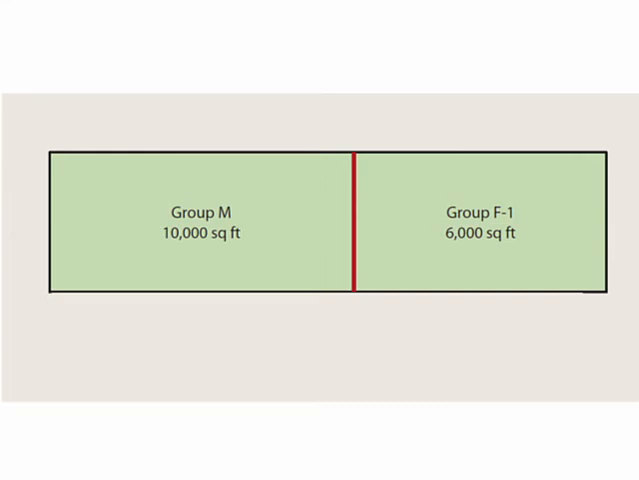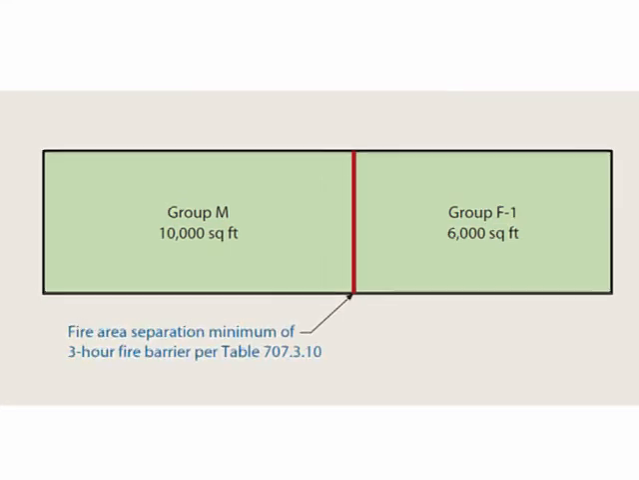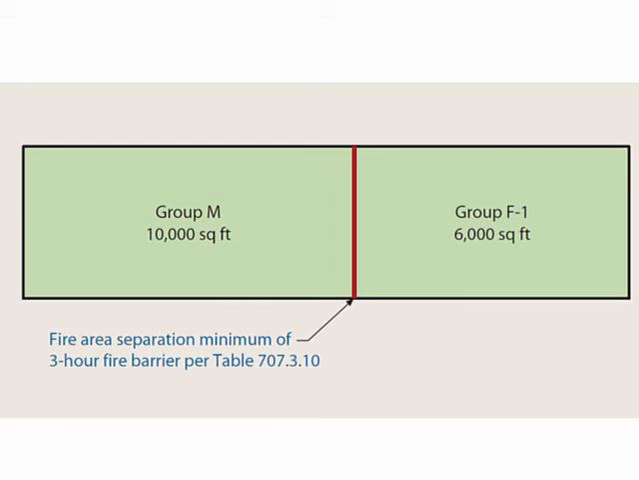Going back to our Group M occupancy, this then becomes a 3-hour fire barrier. And when it is a 3-hour fire barrier, it creates two separate fire areas. Each fire area, in this case the Group M, is less than 12,000 square feet, below the sprinkler threshold. For Group F1 at 6,000 square feet, below the sprinkler threshold of 12,000 square feet, sprinklers are not required in either fire area. In this case, the fire rated construction has been substituted for the fire sprinkler system.